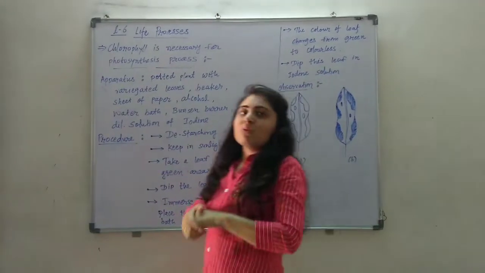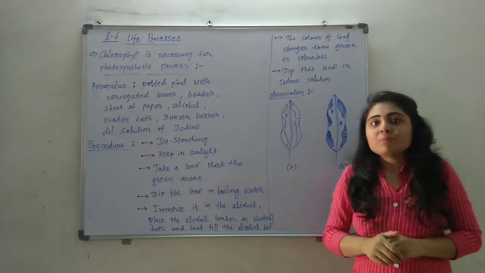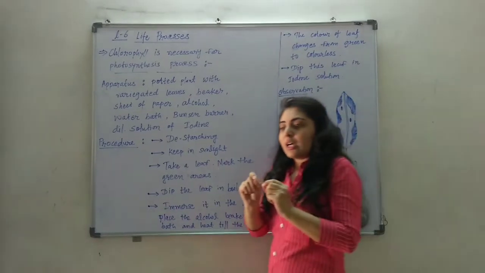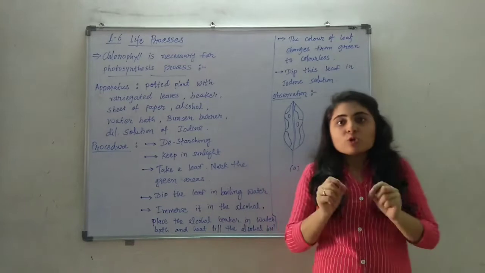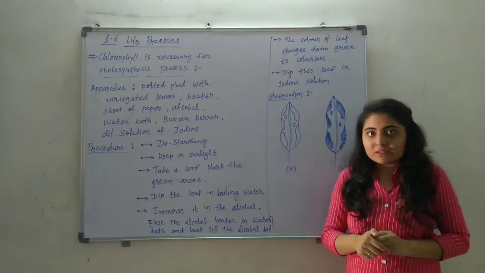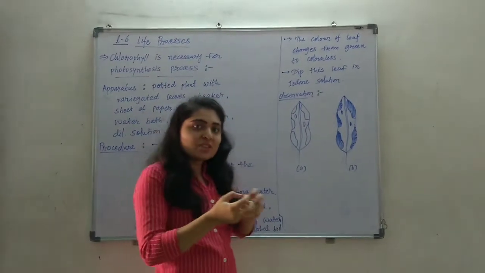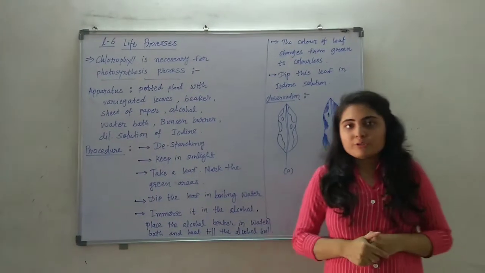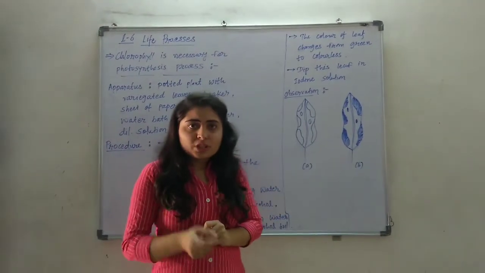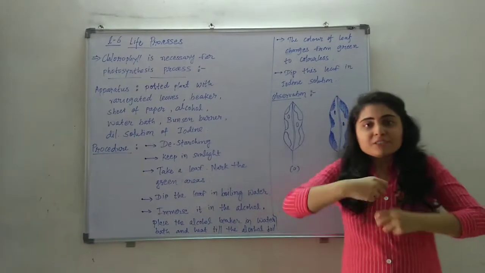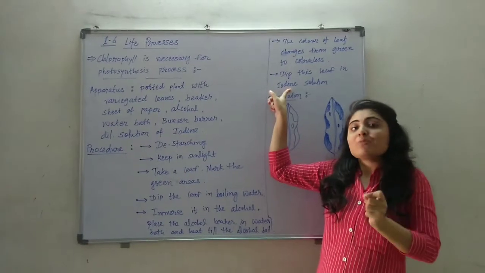By keeping it in iodine solution, wherever the starch is present, we can see it, since iodine solution is used to check for the presence of starch. So if the photosynthesis process has occurred, starch will be produced, and if starch is there, it will change the color of the solution. The iodine solution is a purple color solution, and when it reacts with starch, it gives a blackish brown color.